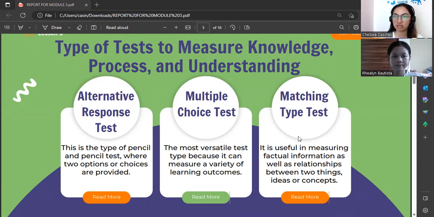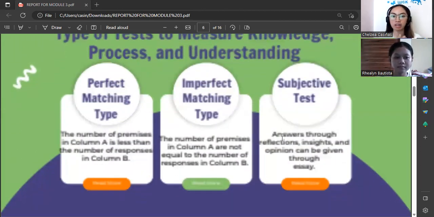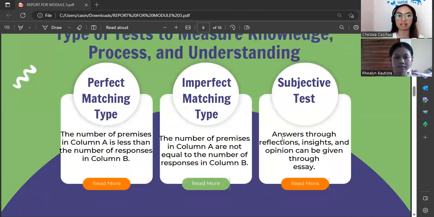Next naman, yung multiple choice test. So, familiar na tayong lahat dito kasi madalas ito yung ginagawa natin. Basically, may mga choices tayong pamimilian and we have to pick kung ano yung pinaka-best na answer. Matching type naman, it is useful in measuring factual information as well as relationships between two things, ideas, or concepts. So, merong premises at responses at doon sa mga premises at responses, pipili tayo kung ano yung pinaka-the best na answer for that. Next would be the perfect matching type, imperfect matching type, and subjective test.